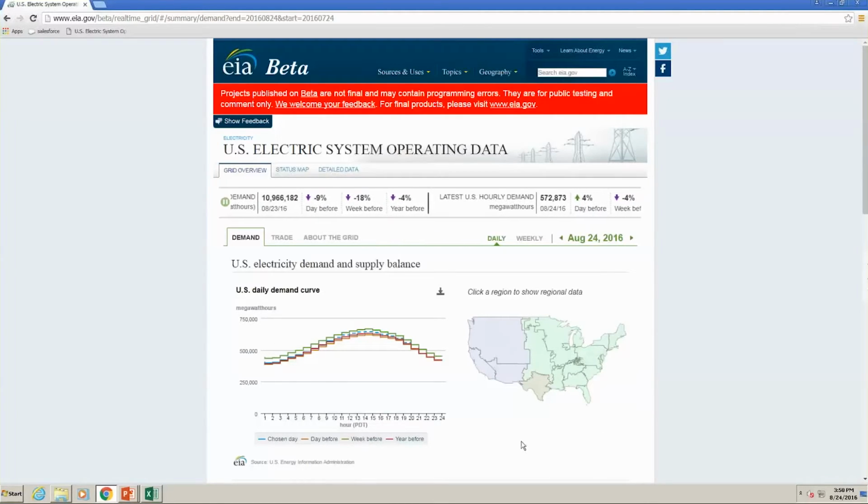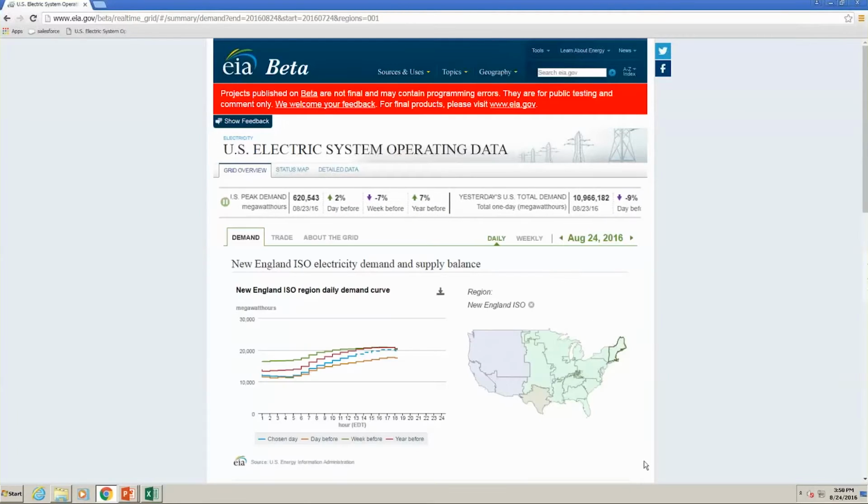So I want to talk a little about the regions. So the map over here is a selector for the regions, and you can mouse over and see what the various regions available are. And what I wanted to do is select New England, since the question we want to answer has to do with New England, so we can just take a quick look at New England here.